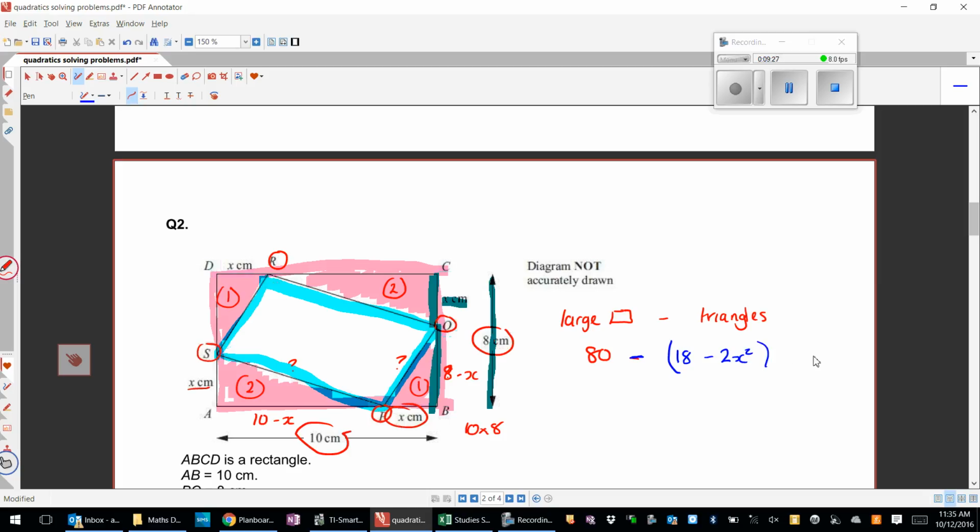So that means the area would be the result of this. So what would that be? 80 minus 18. But what about the minus 2x squared? Wasn't it 18x? Sorry, it is 18x, yeah. I keep forgetting to write it. So that would be, sorry, plus 2x squared.